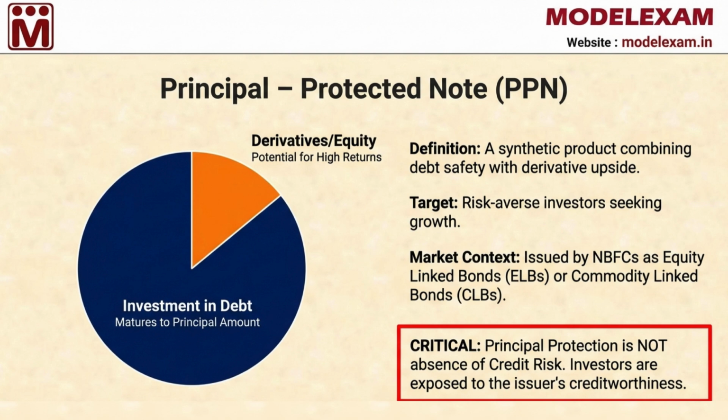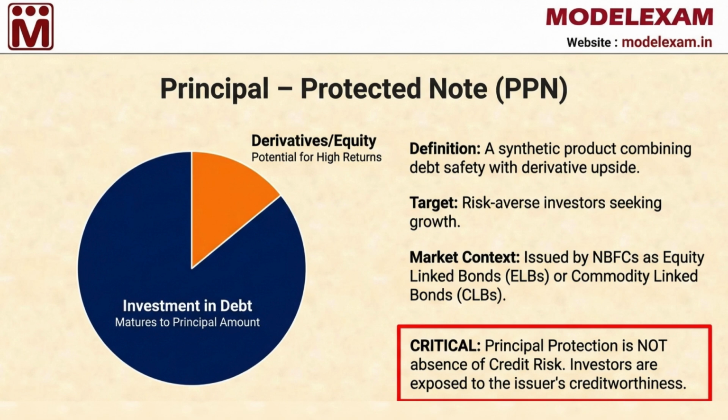Now, let us look at a more complex product called a Principal Protected Note or PPN. This product aims to give you the safety of debt with the high return potential of other assets. It works by splitting your investment. A large portion is put into safe debt to ensure that by the time the note matures, it grows back to your original principal amount.